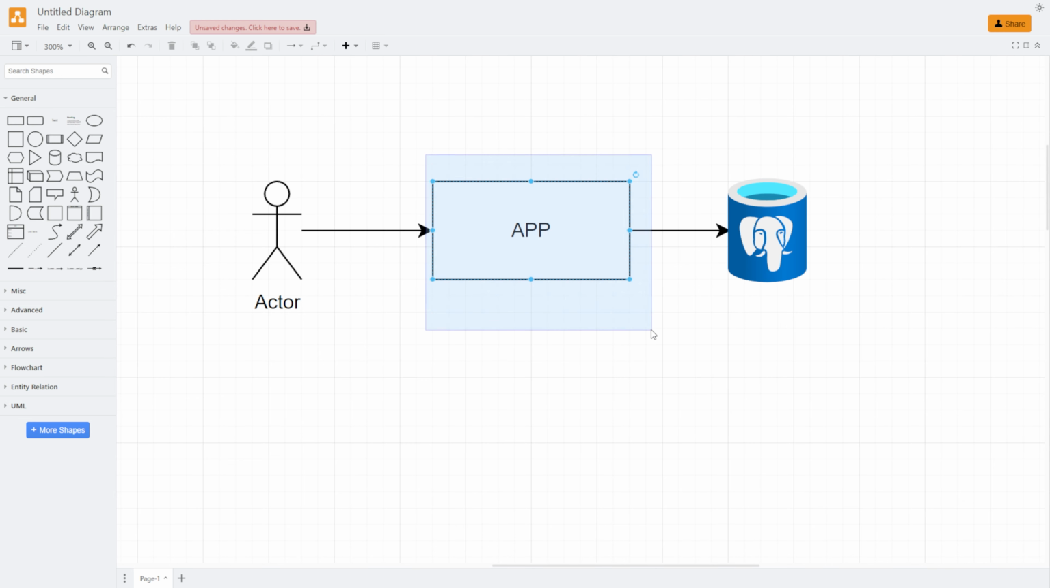So your programming language is here. Let's assume that it's Python. And your actors, so your users, talk to your app directly, and then that app connects to the database. That is the main idea of the normal monolith application. But now let's take a look at microservices.